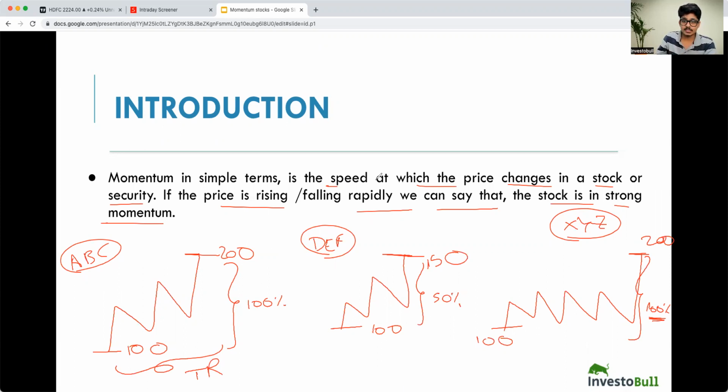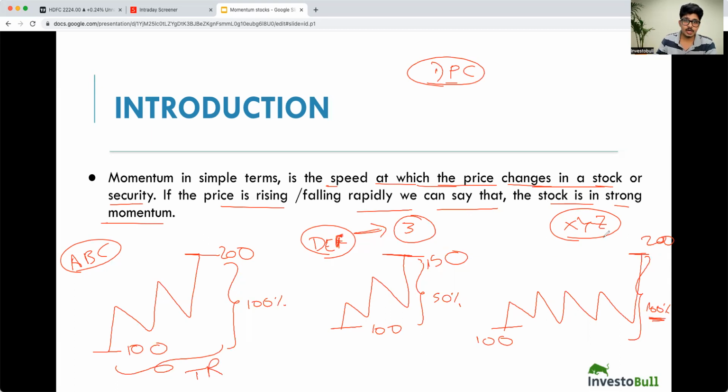So the first point is the speed at which the price changes. Firstly, we need to understand the percentage change in each and every stock. The higher the percentage change for a stipulated period of time, we can say that specific stock has the highest momentum for that period. Based on that, if you rank all these three stocks by momentum, DEF will get third rank. Why? Because it has given the lowest returns compared to the other two stocks.